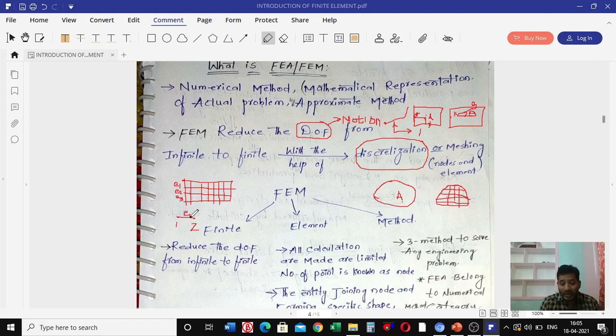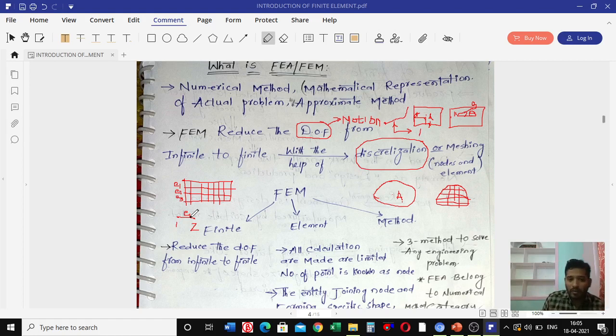So if you increase the number of nodes, the number of elements also increases. If the number of elements increases, then you will get better accuracy with the help of discretization, or with the help of meshing nodes and elements.